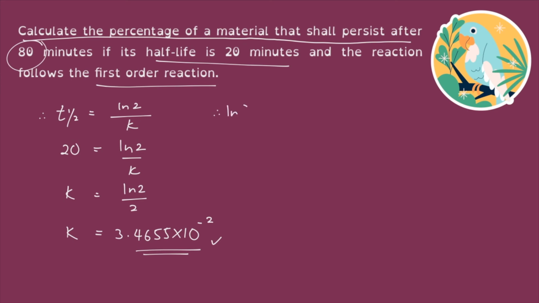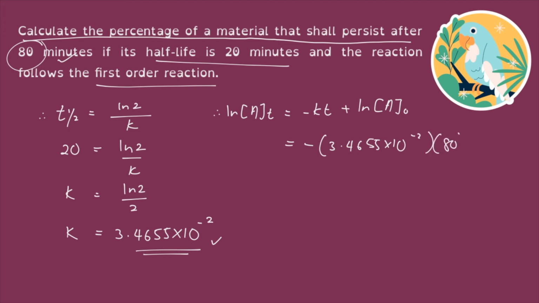So ln AT is equivalent to negative KT plus ln A naught. Right, so what is your A naught? Because the only things that you know here are the T and also your K. So from here we can say negative 3.4655 times 10 to the power of negative 2, and your T is 80 minutes. Why don't we need to convert 80 minutes to seconds? Because your half-life is already in 20 minutes, so the value of K we calculated is in minutes as well. Another thing that you need is your initial concentration.